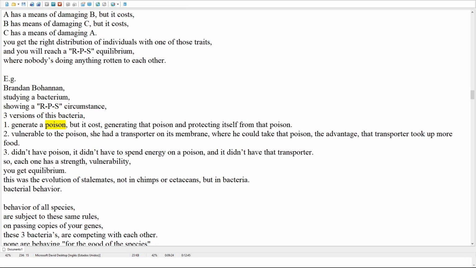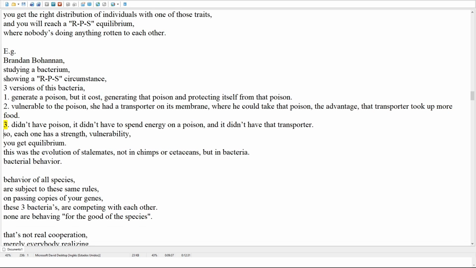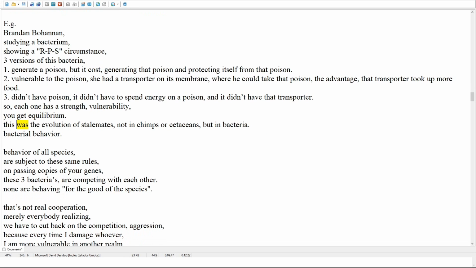One generates a poison, but it costs, generating that poison and protecting itself from that poison. Two is vulnerable to the poison; it has a transporter on its membrane where it could take up that poison, but the advantage is that the transporter took up more food. Three didn't have poison, so it didn't have to spend energy on a poison, and it didn't have that transporter. So each one has a strength and a vulnerability. You get equilibrium. This was the evolution of stalemates, not in chimps or cetaceans, but in bacteria.